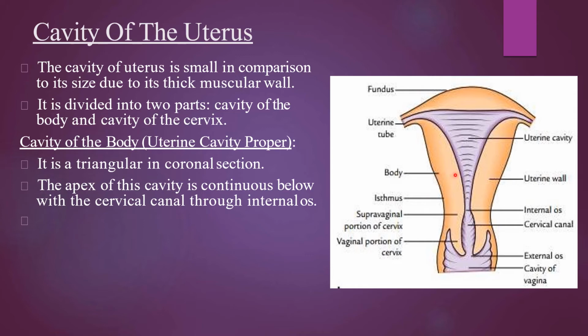Because of this thick muscular wall, the cavity of body is thin, and we call this triangular in shape. You can see here that this is the apex of the triangle. This is continuous with, or in relation with, the canal or cavity of cervix through an opening called the internal os.